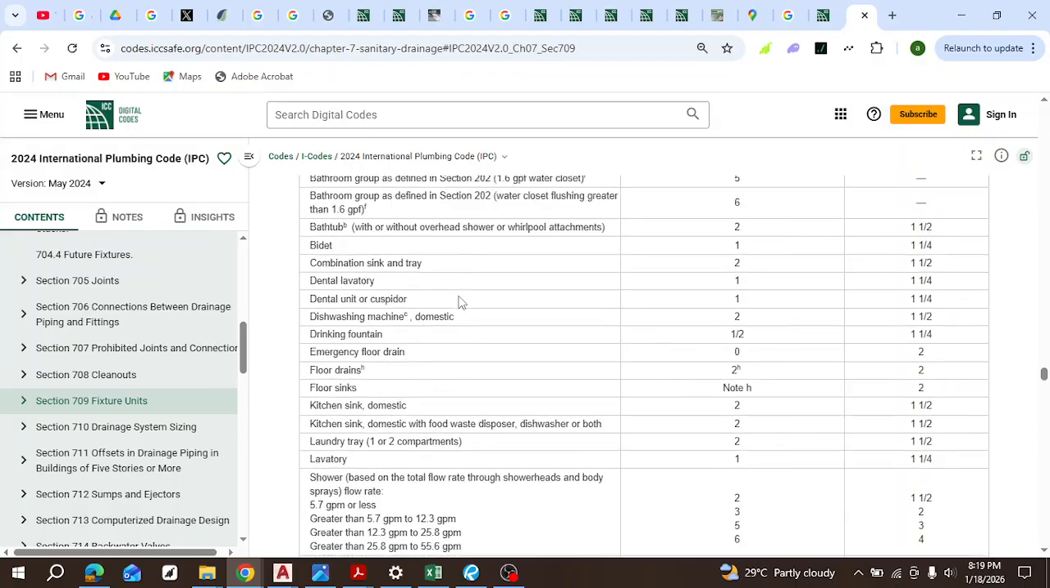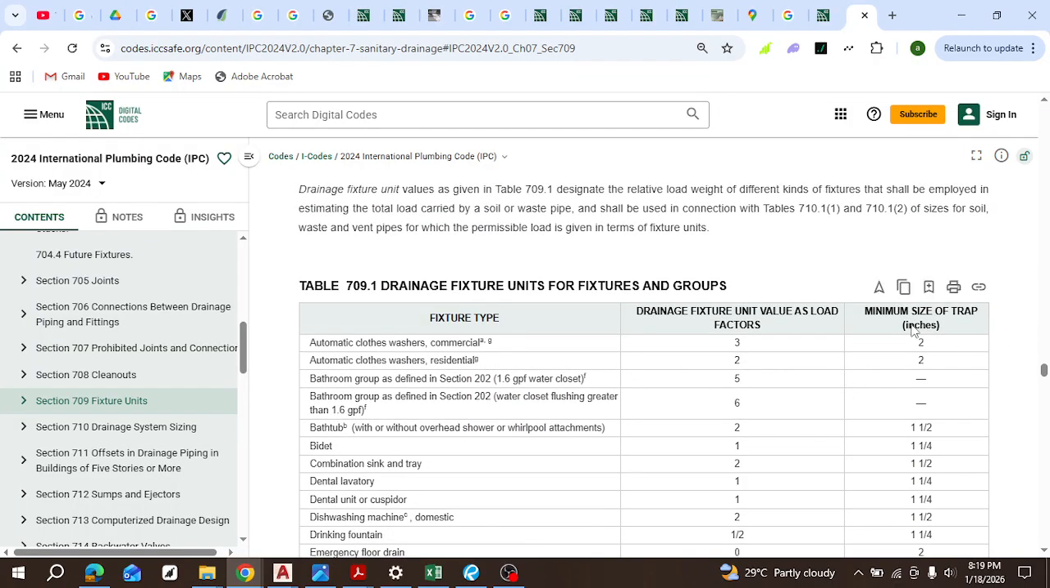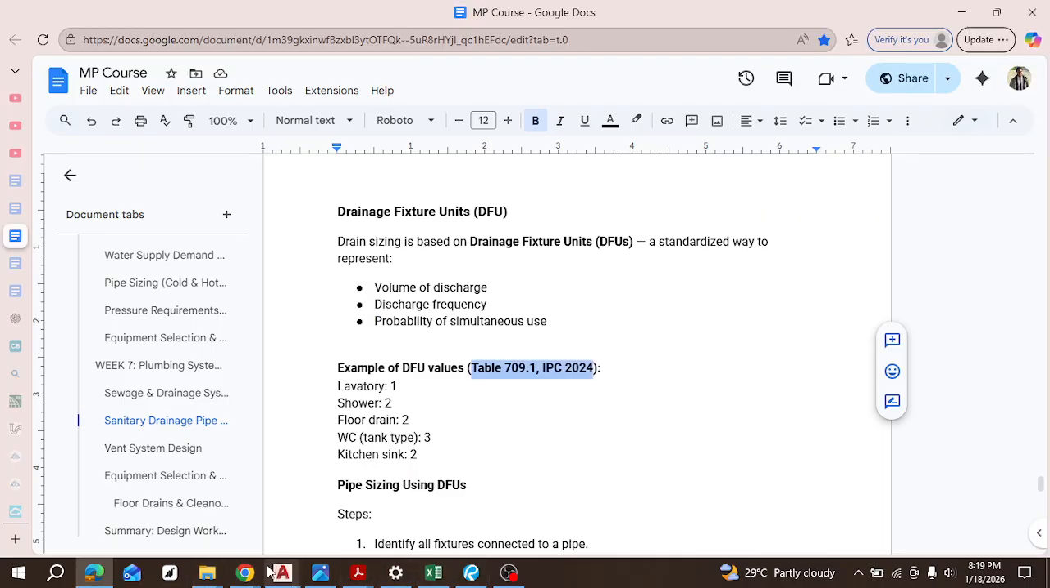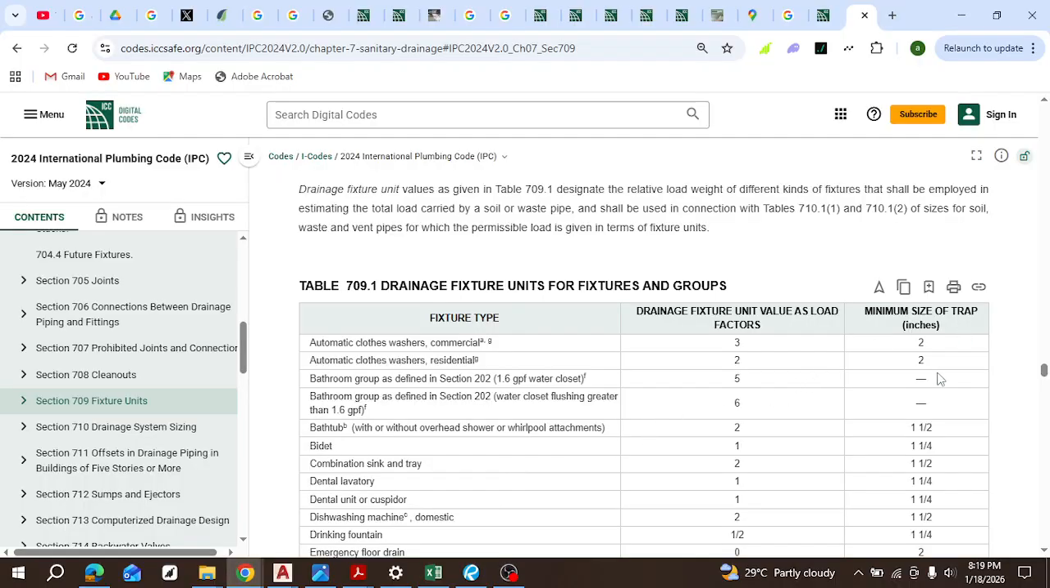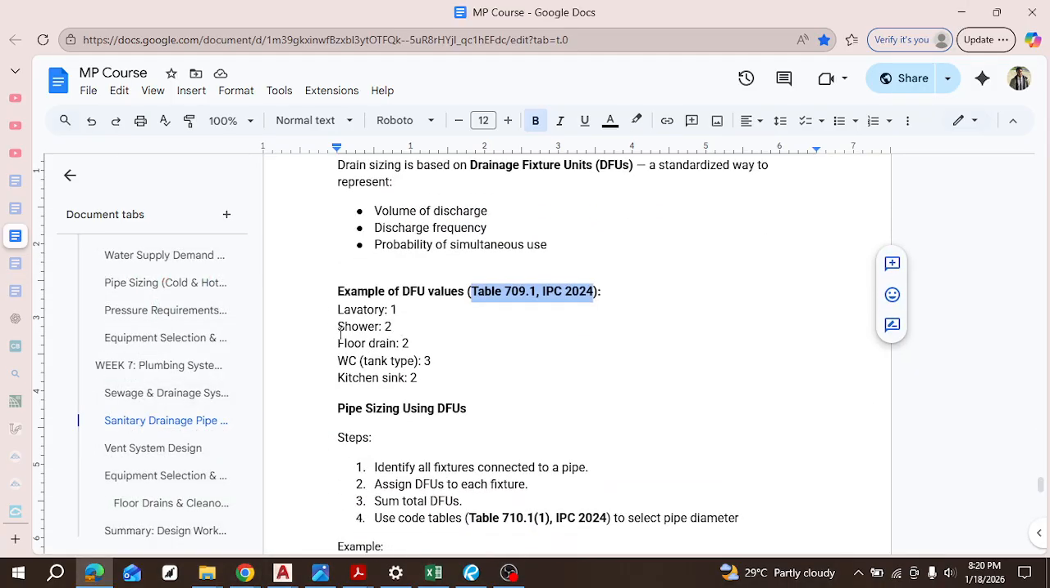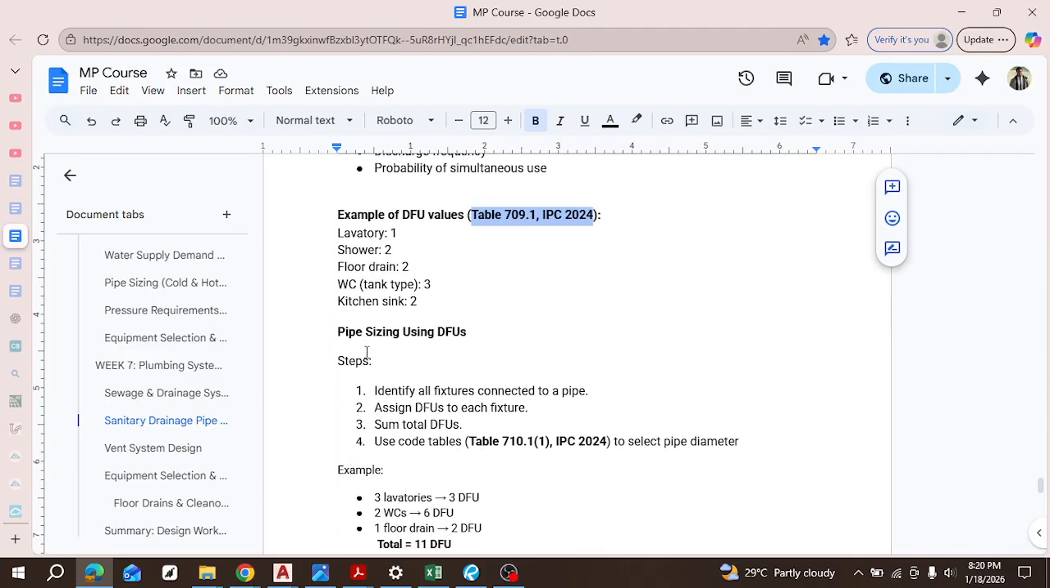So you just go to this table and you read your value, and you can also read the minimum size of trap. Trap has come again, right? We'll talk about what traps are. Okay, let's look at that again. Yes, minimum size of trap in inches. This trap is basically the size of the pipe that is coming out of that fixture. We'll talk about it shortly. So now you see that those same values are what I filled in here, right? So now let's move on.